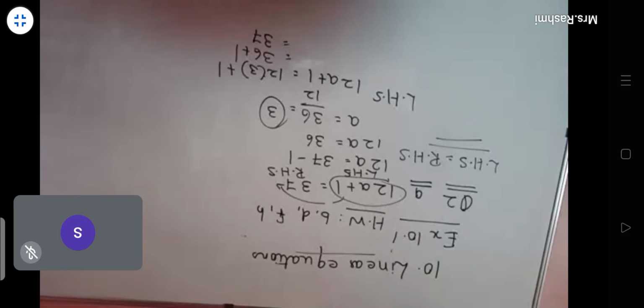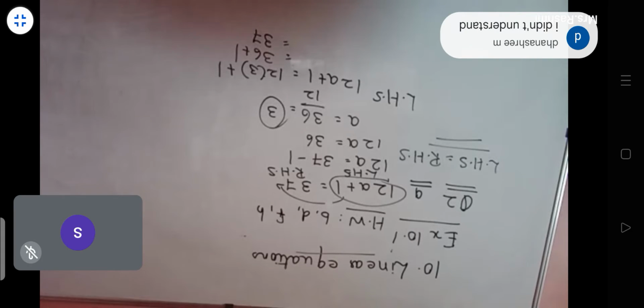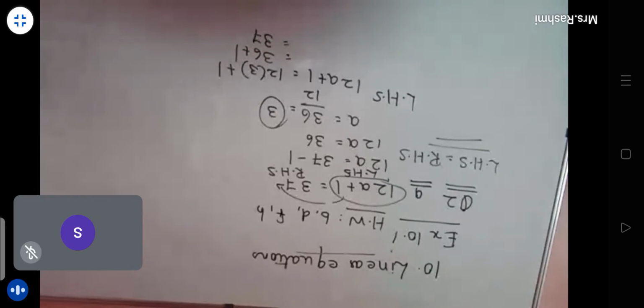Ma'am, there is the same question in the E1. 8z plus 20 is equal to 52. So just change that into B. It is the same. We are speaking about the old book and the new book sums. So if you have an old book, you can check. Otherwise, if you have a new book, you can continue with solving the sums.